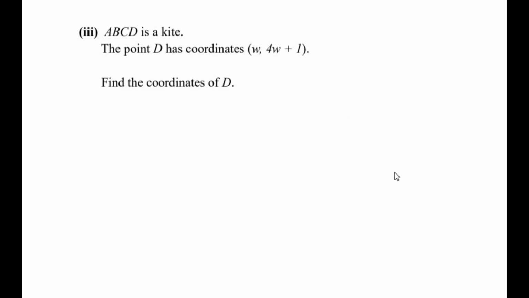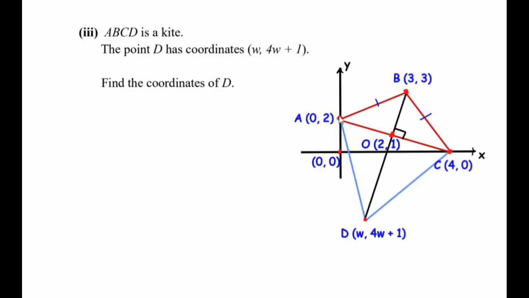So let me draw the figure over here. Here we had the triangle ABC. And in part 2 of this question, we had also found out O, which was the midpoint of AC. Now I have extended this line OB, that was the perpendicular bisector, and I have connected it to point D.